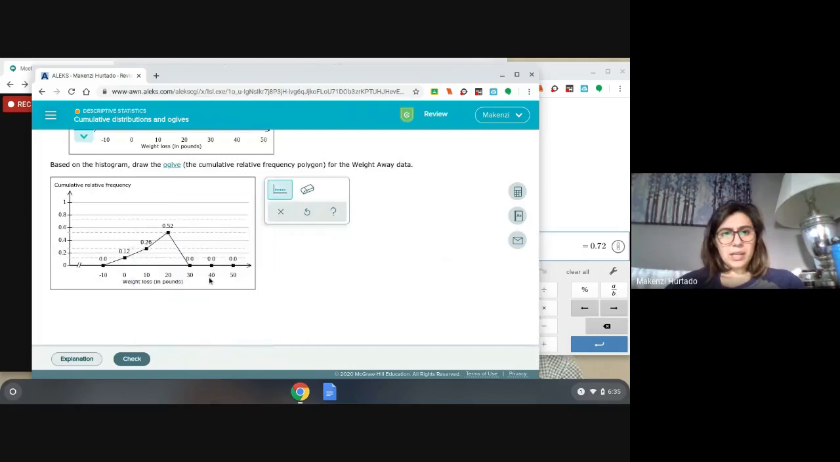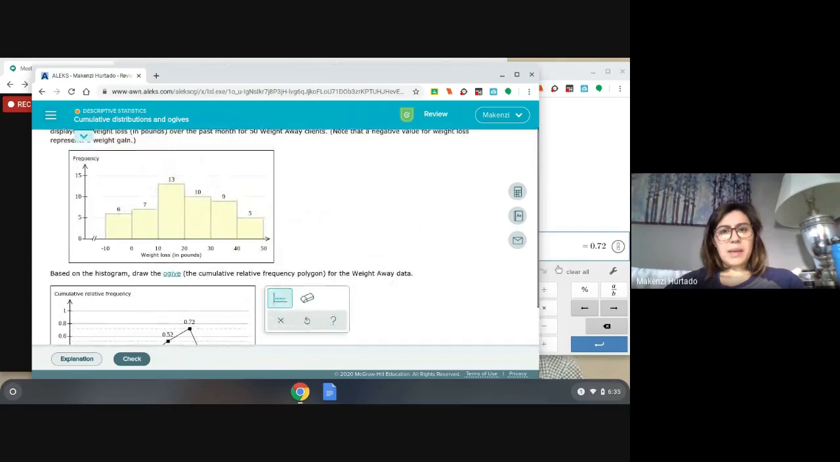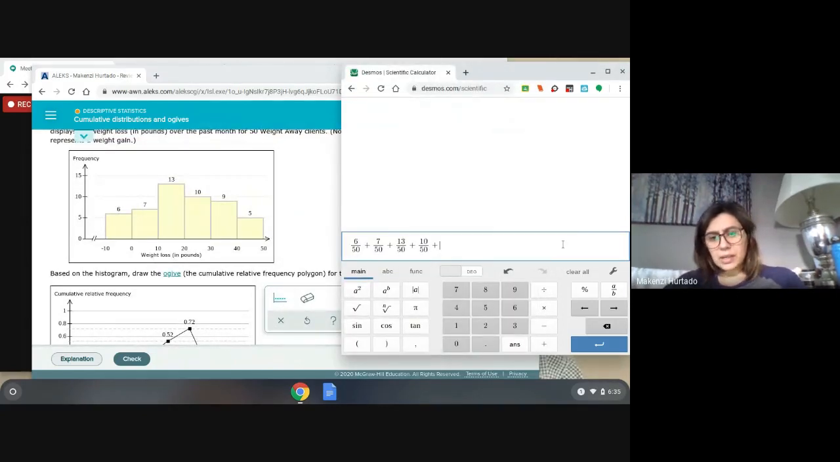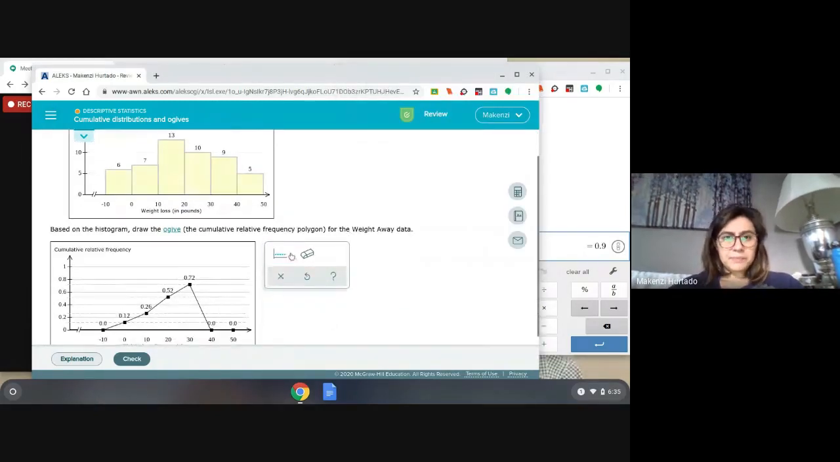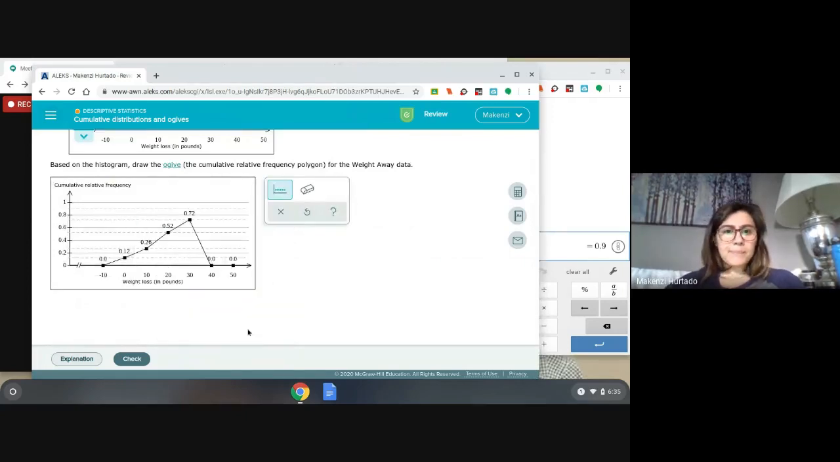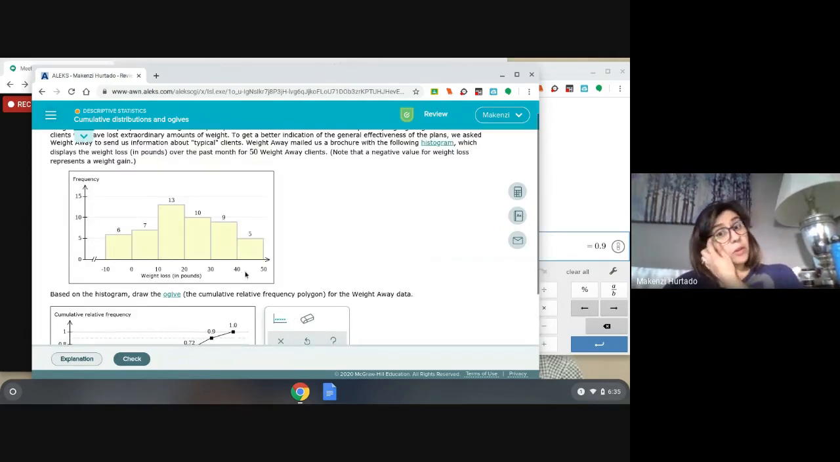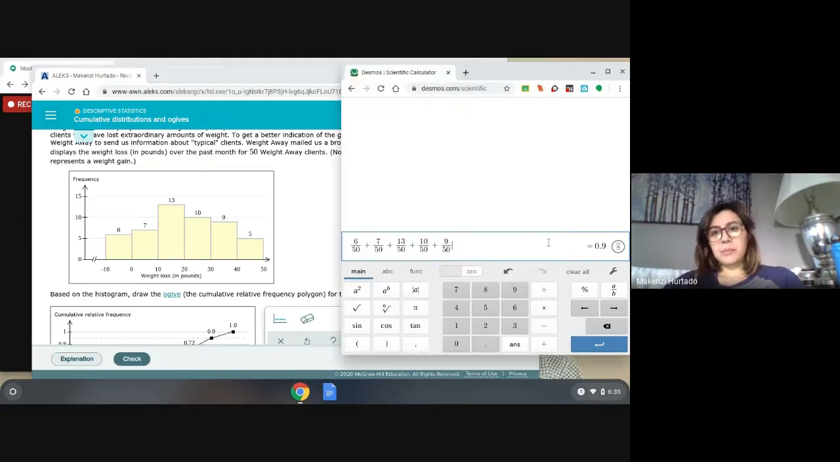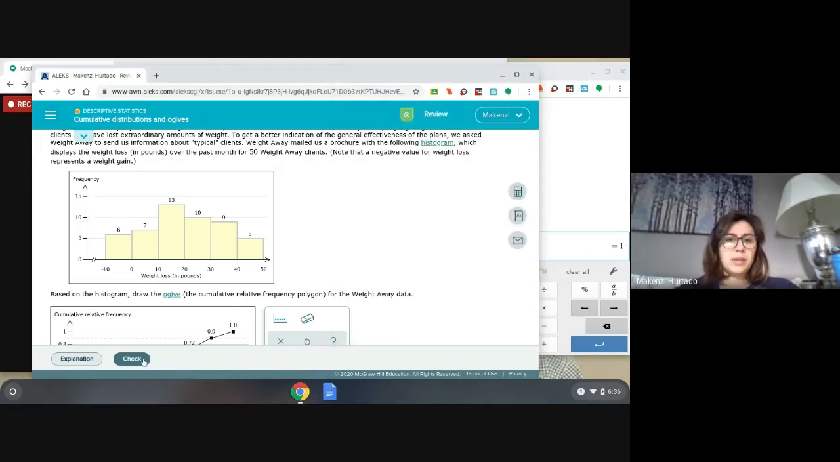Draw the dashed line. 0.72. Then I'm adding on a 9. 9 over 50. Now I'm at 0.9. And then again, my last number should be at 1 because that's the total, 100% or 1 full. But I'm going to double check it and put in a plus 5 over 50 to make sure I did it correctly. And I end up with a 1, so I know that I did.